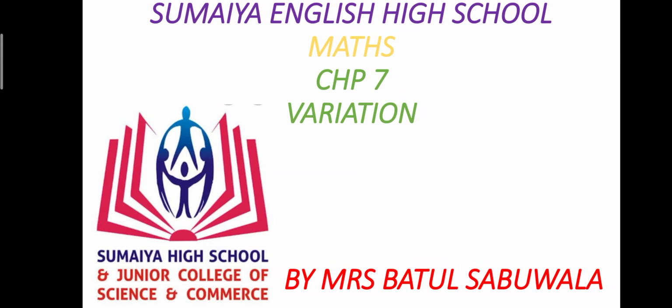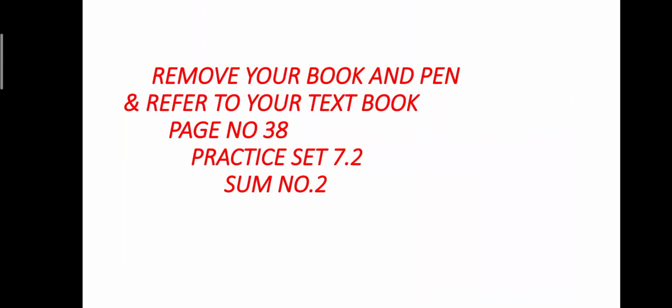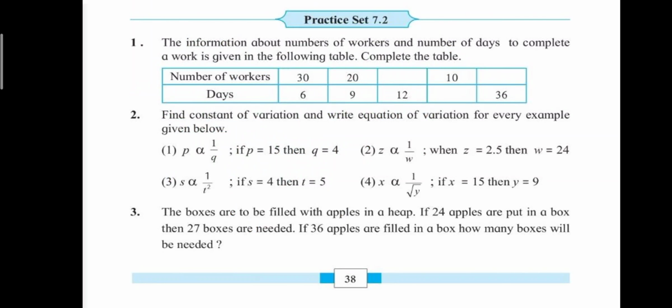Students, today we will do chapter number 7, the second part of the chapter Variation. Now students, remove your books and pen and refer to your textbook page number 38. We will be solving practice set 7.2, sum number 2. According to the sum, find the constant of variation and write the equation of variation for every example given below.